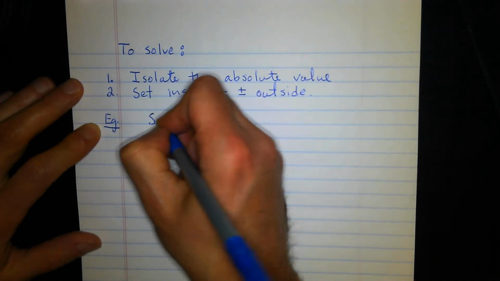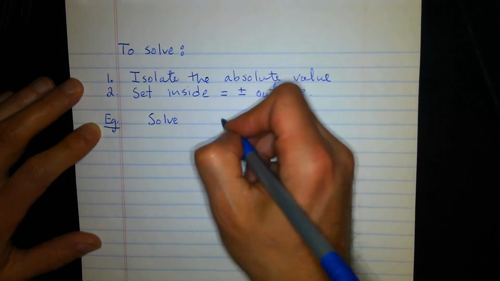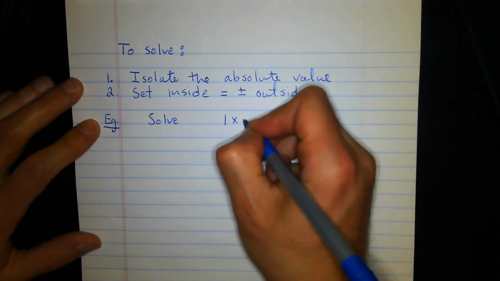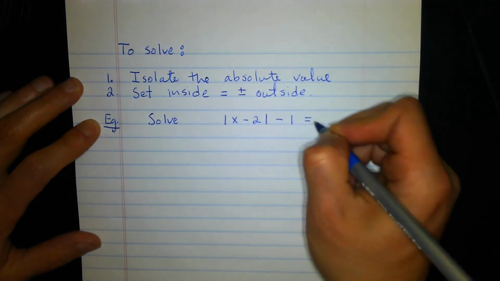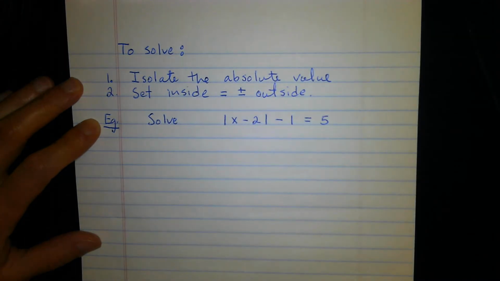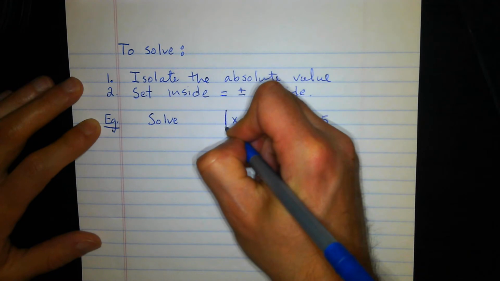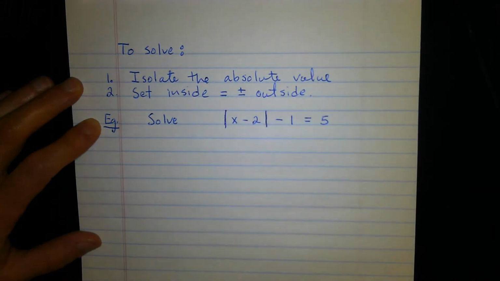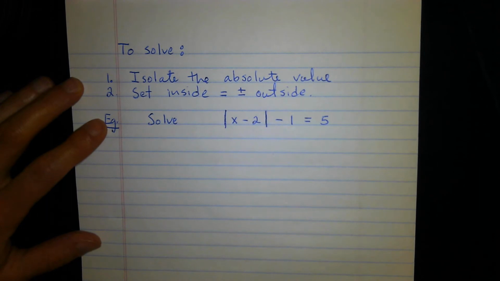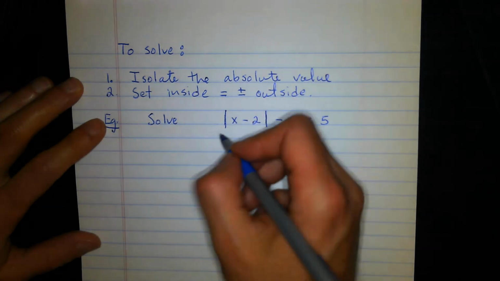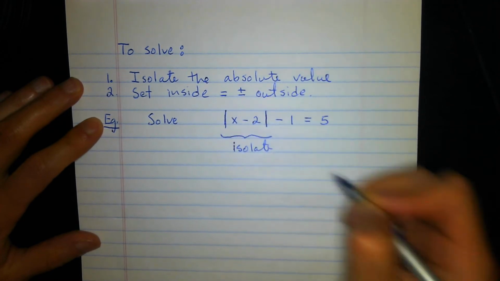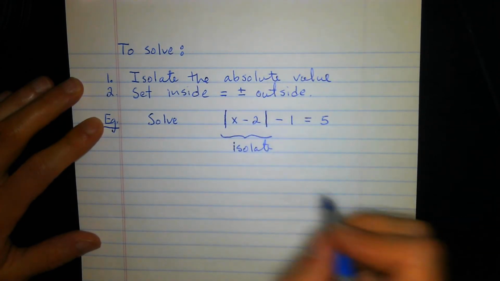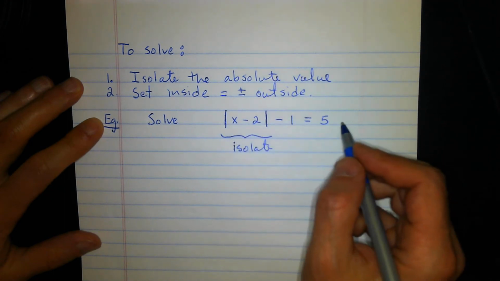Okay, let's solve the absolute value of x minus 2 minus 1 equals 5. Okay, so it's fairly straightforward, you know, just like with the radical equations. If I asked you to isolate this, this is essentially like solving a linear equation. To isolate the absolute value here, I would just plus 1 to both sides.